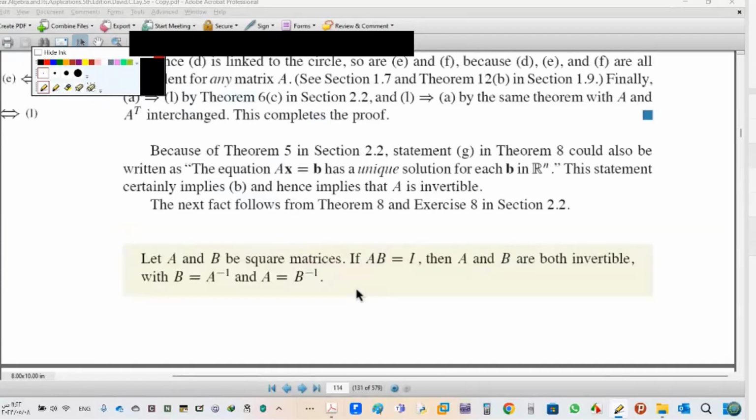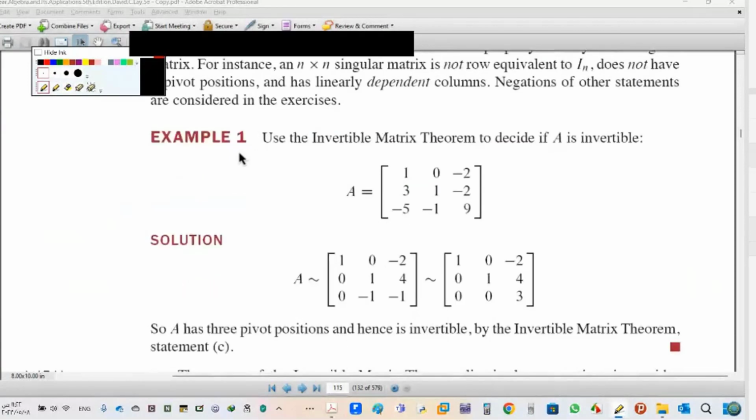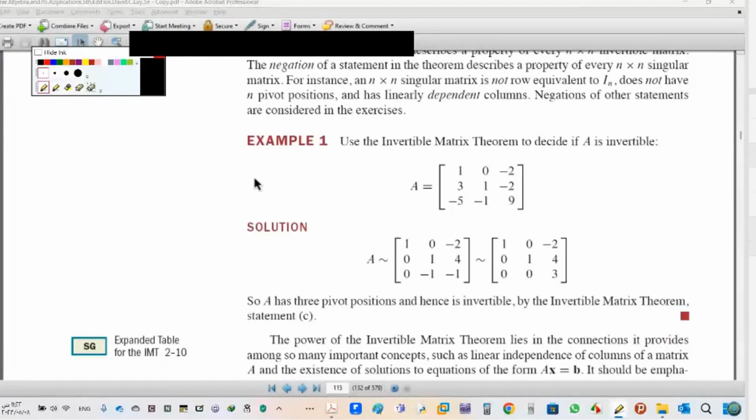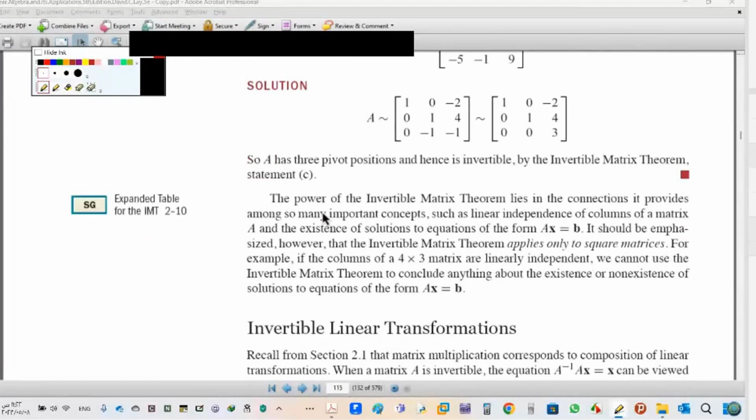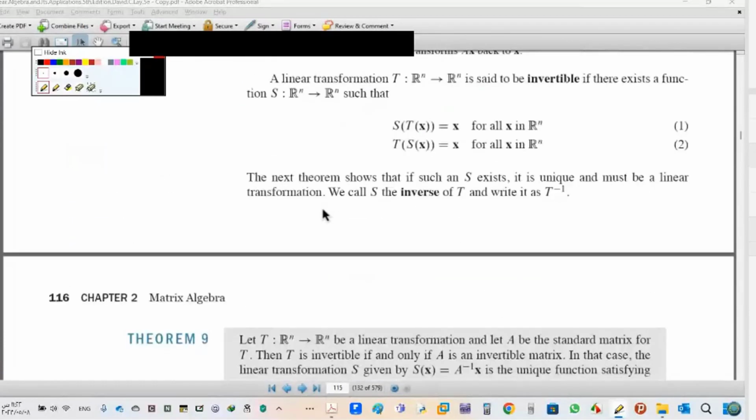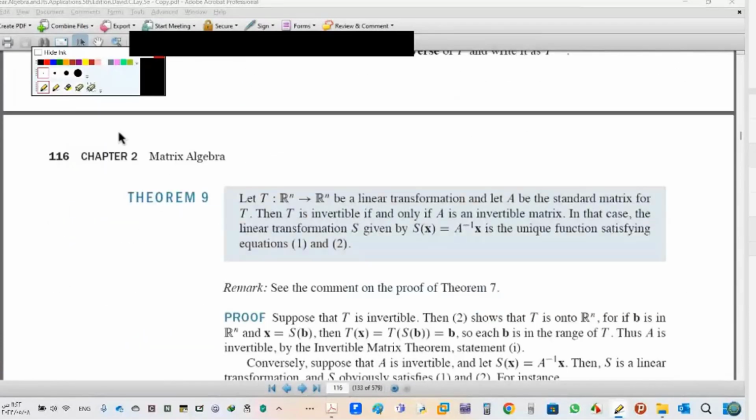Here, see this. This is a little bit important. Say A and B are square matrices. So if A multiplied by B equals I, then A and B both are invertible. So we can say B equals A inverse or A equals B inverse. Here we spoke about how we can find or solve the invertible matrix based on this one. Okay, this theorem is cancelled. This one is cancelled.